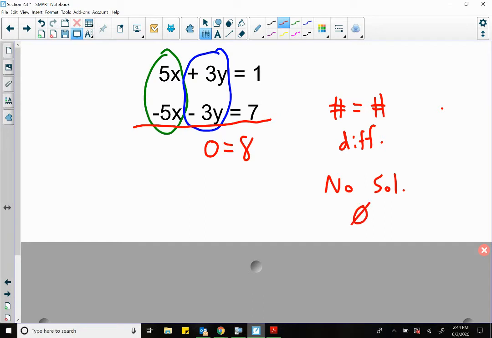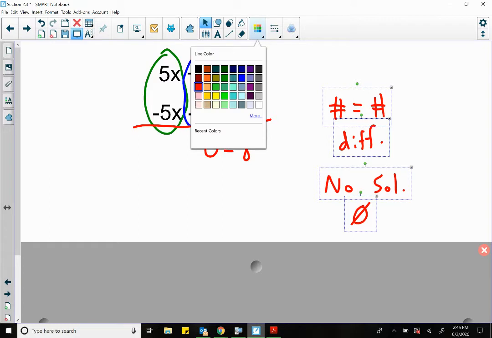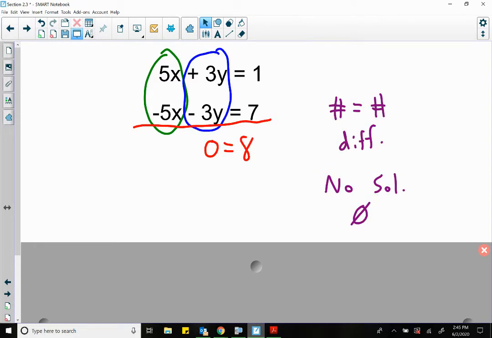Circle with a line through it. Or in case of your answers in IMathAS, DNE, comma, DNE. Okay, let's turn these purple. There we go. All right. So in IMathAS, like I said, this would be a DNE, comma, DNE. Does not exist.